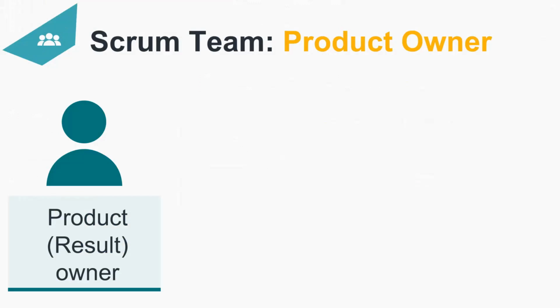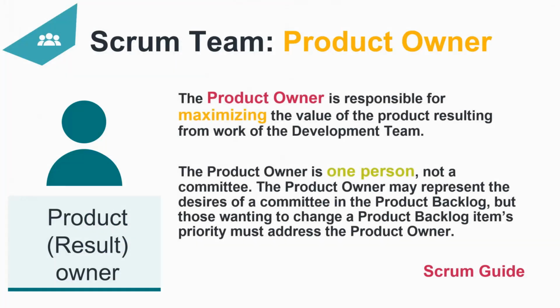Product owner or result owner. The product owner is responsible for maximizing the value of the product resulting from the work of the development team. The product owner is one person, not a committee. The product owner may represent the desires of a committee in the product backlog, but those wanting to change a product backlog item's priority must address the product owner. This is the definition by the Scrum Guide.